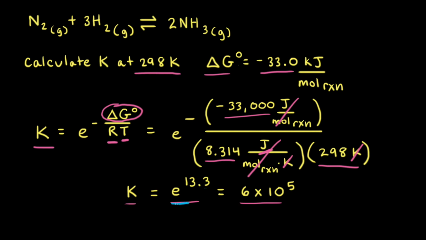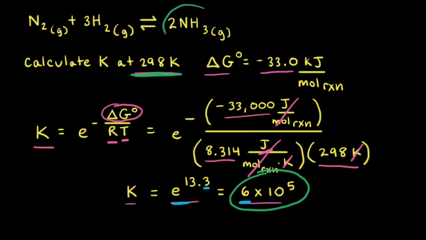When e is raised to a power, the result has the same number of significant figures as there are decimal places in the power. Since we have only 1 decimal place in this power, we have 1 significant figure for our final answer. Since the value for K for this reaction at 298 Kelvin is much greater than 1, that tells us at equilibrium there are more products than there are reactants.